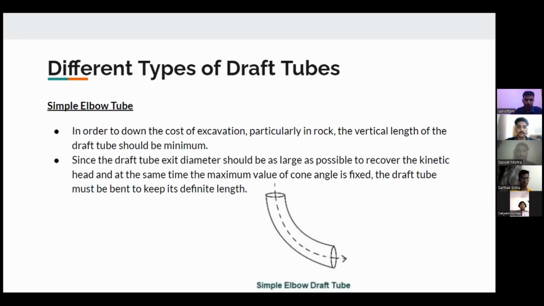So the maximum efficiency of a simple elbow tube is around 60%, and therefore they are rarely used in general use cases. Next slide.